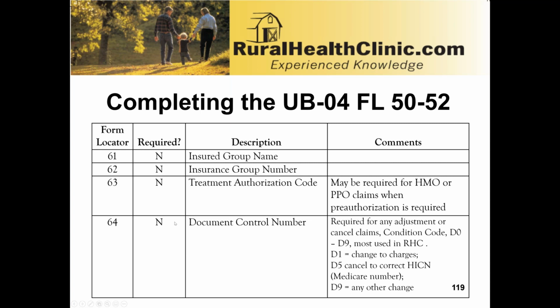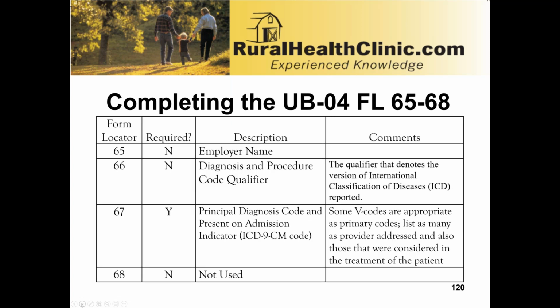Document control number 64, that's going to be important if you have an incident too, if you're changing your charges. You're going to have to identify which UB04 you're correcting, and you're going to get that from your document control number. And let's see, condition code D1, change of charges, is what you're going to be using as your condition code when you do that as well. Okay, so that's going to be very important when you have to adjust a claim. You're going to have to use that field locator.